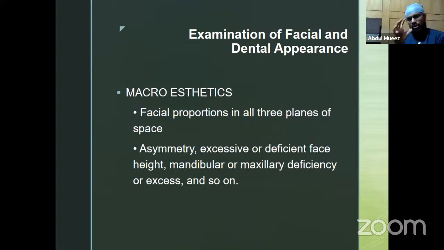I'll be talking about a few things about macro aesthetics, mini aesthetics, and micro aesthetics. When you're looking at face and dental appearance, the first thing that comes into role is macro aesthetics. Our face, the facial proportion, is divided under three planes. Be it asymmetry or deficiency, it can be made out by the look of the patient; that comes under macro.